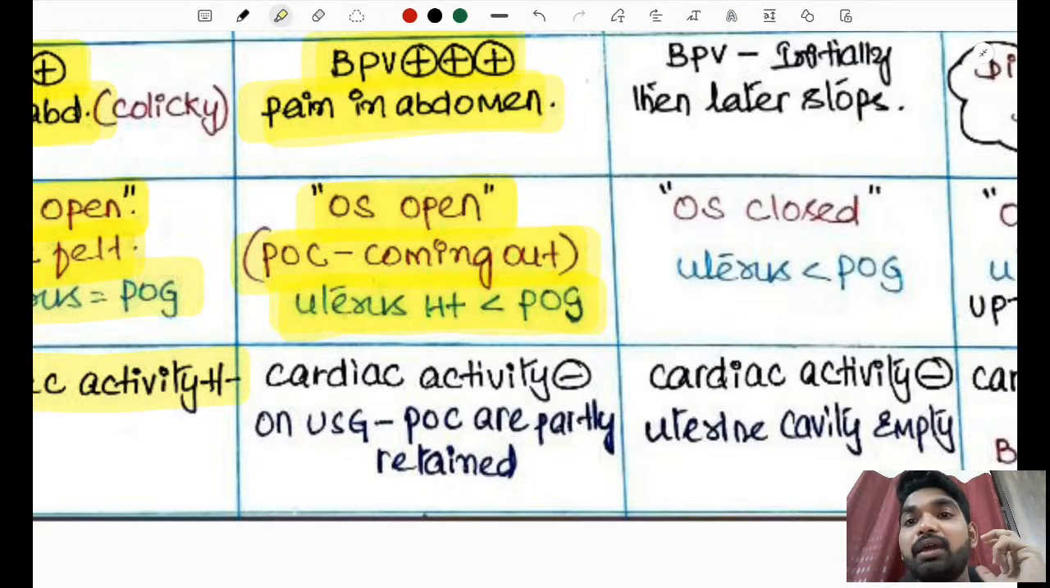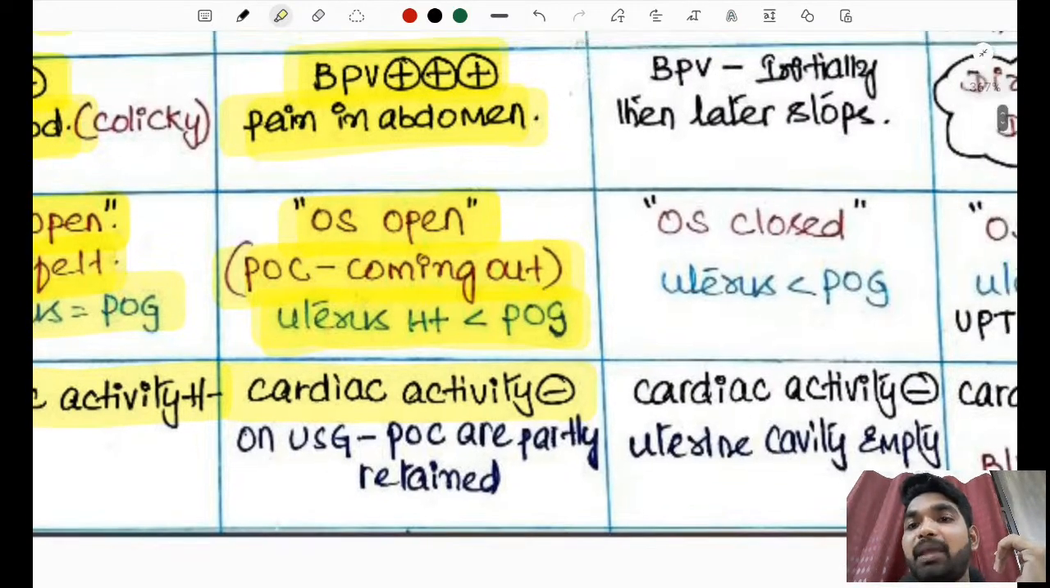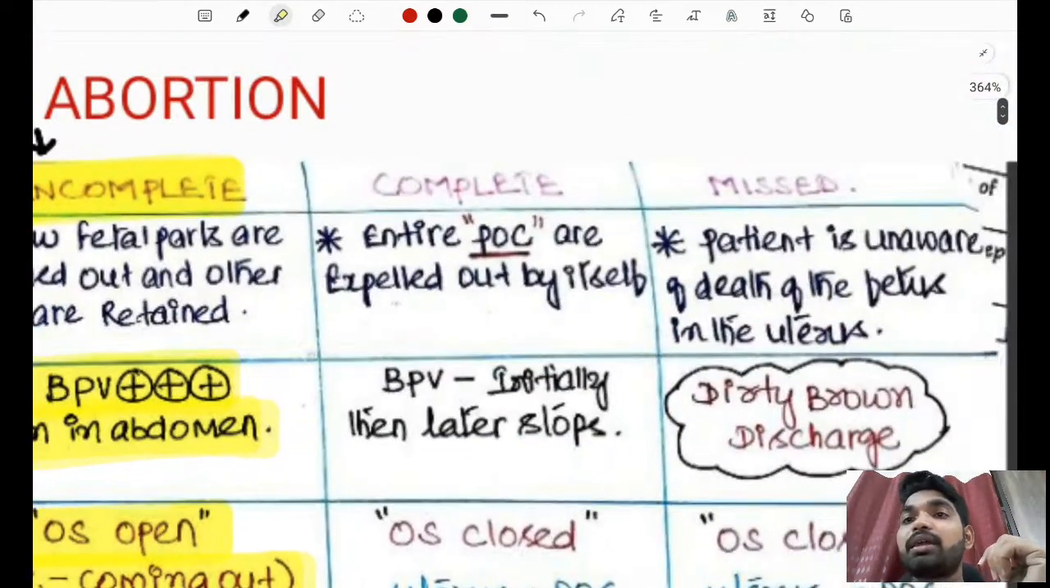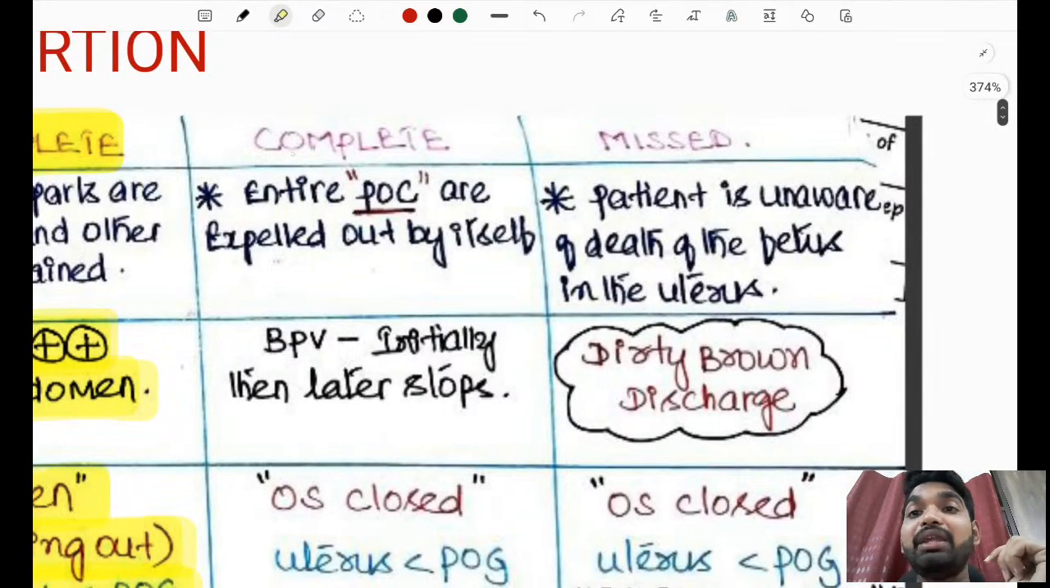Now when you do scanning in this woman, obviously the fetus has expired, right? Cardiac activity will be absent, and you can see products are partly retained. A few fetal parts will be visible on ultrasound. Right. Coming to the complete abortion.